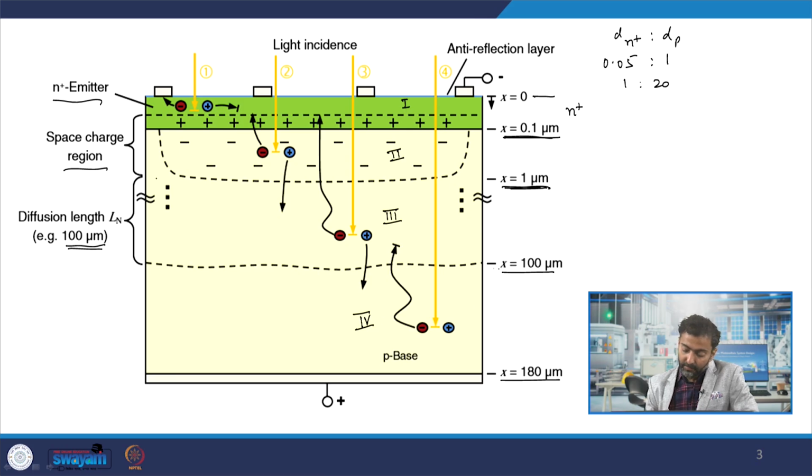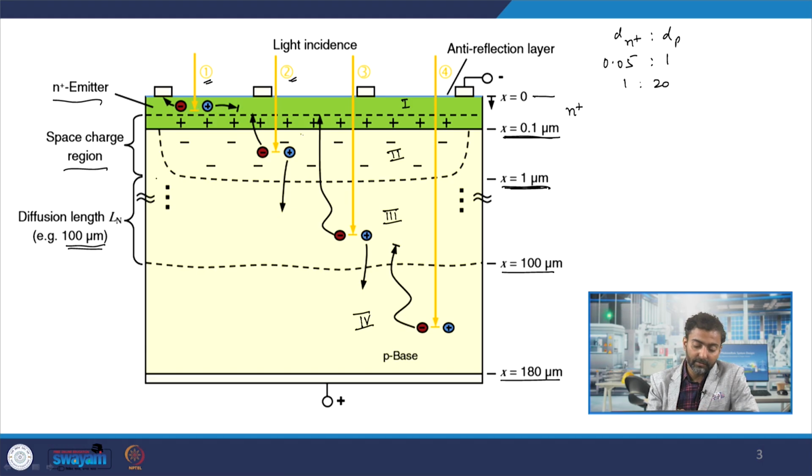So, the fourth region is below the x equal to 100 micrometer depth and in the bottom of the solar cell. So, in these 4 regions, the behavior of the photon is different and the effect of the photon absorption is different actually. So, to understand that in depth, we will use these 4 sample photons. Photon 1, which is getting absorbed very early in the solar cell, even before the space charge region in the n plus emitter, that is photon 1.